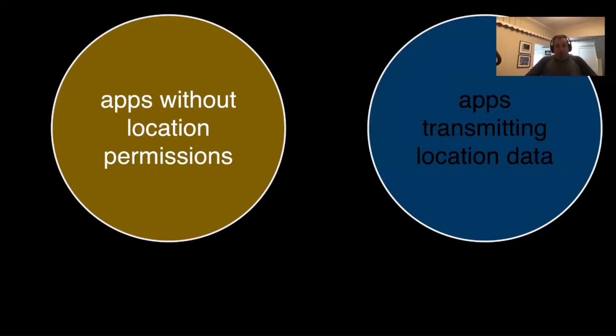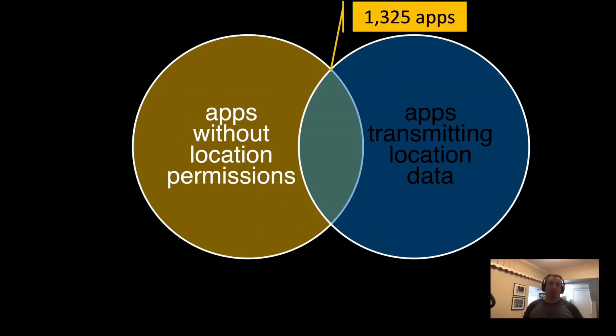So we have two sets here. We have the apps that don't have the location permission, and then we have apps that are transmitting location data. So these are pretty easy queries for us to do on our database. And we did this about a year ago and found there were 1,300 apps that were transmitting location data without the location permission. And so obviously the intersection of these two sets should be null. These should not be overlapping. But in fact, they are, and that suggests the presence of either side channels or covert channels.